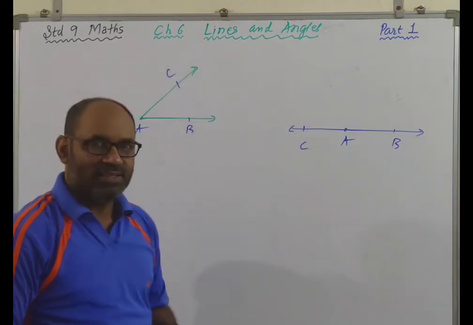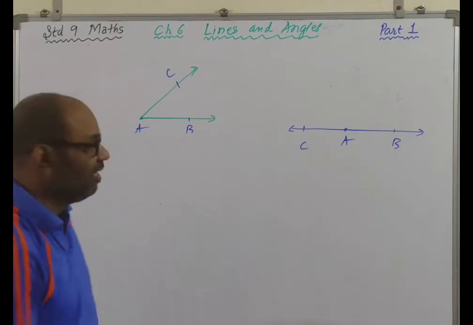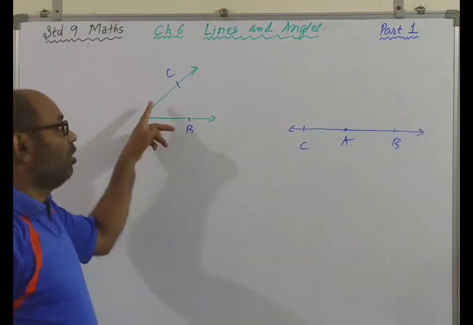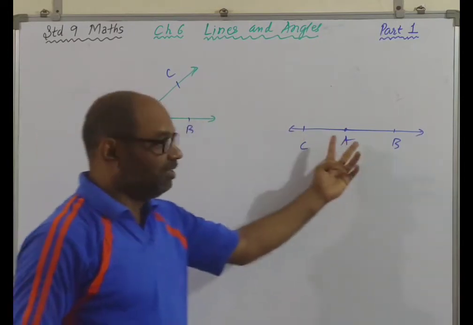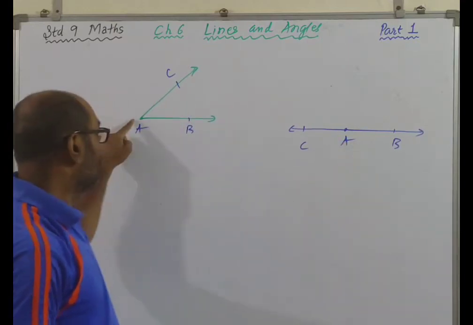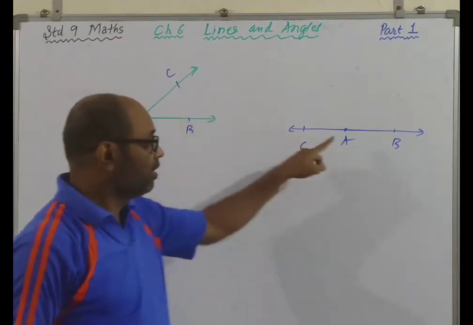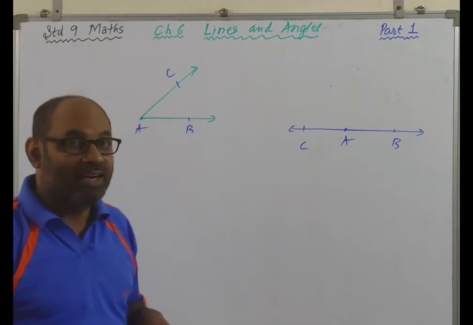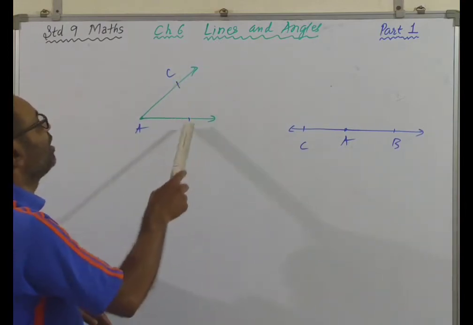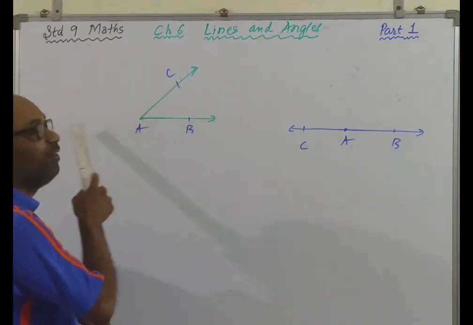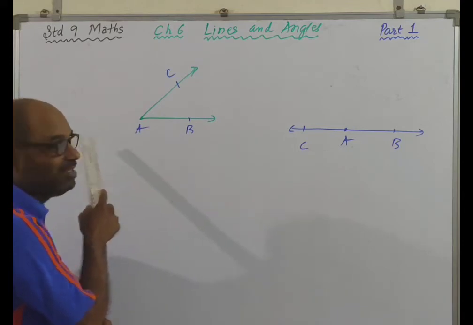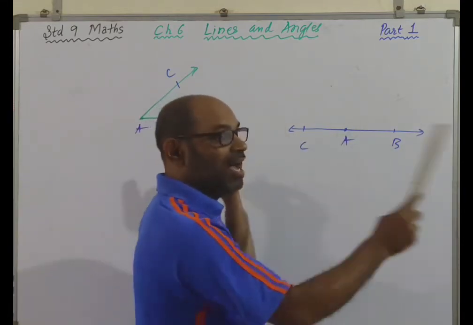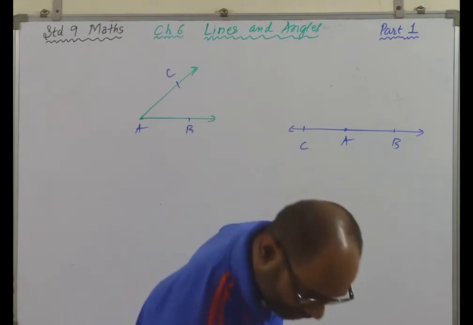So what is the difference? Here, what is the difference? I have drawn two rays that are distinct. The initial point is common, but how are they different? These two distinct rays are contained by different lines, distinct lines. And these two rays are contained by the same line.